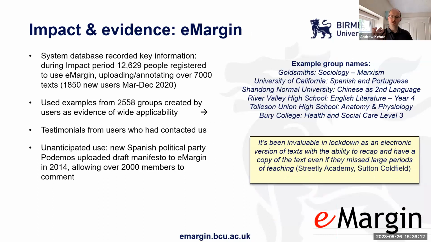eMargin was slightly different because you do require login for that. So we had a database of users, so we knew exactly how many people had registered to use the tool during the impact window, so 12,629. And we knew how many texts they'd uploaded, 7,000 texts during that period. We did find that there was a particular spike in users during the COVID pandemic, actually. So COVID affected our case study positively because it's the online learning tools. People were turning online during that period. So we had 18,000 new users in the first few months of 2020, which obviously shows the usefulness for online learning as well.